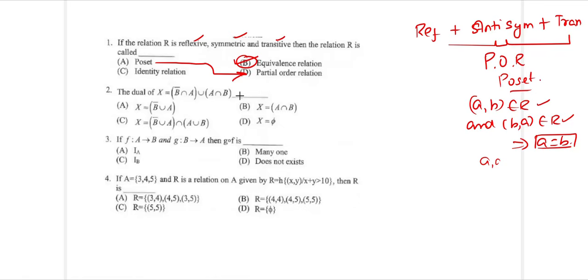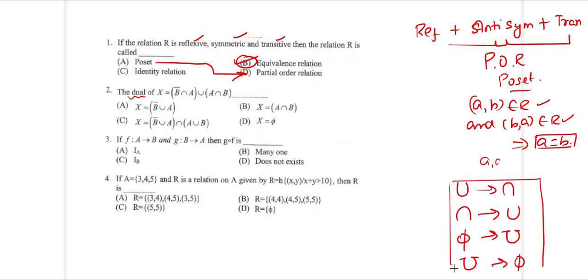Next, coming to the second one, the dual of x is equal to B bar intersection A union A intersection B. How to get the dual of any statement? Wherever you have union, you replace it with intersection. Wherever you have intersection, you replace it with union. Wherever you have null set, you replace it with universal set, and universal set has to be replaced with null set. So these are the four transformations which we are going to do to obtain the dual of the given statement.